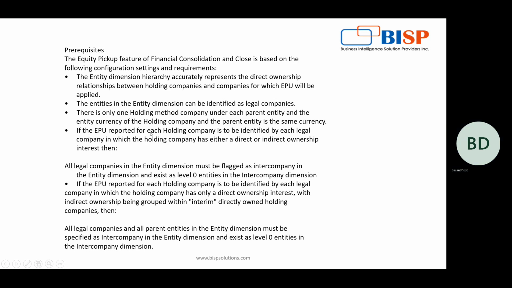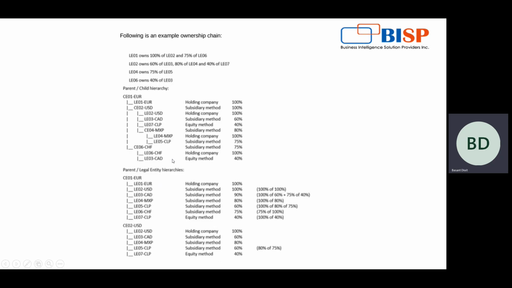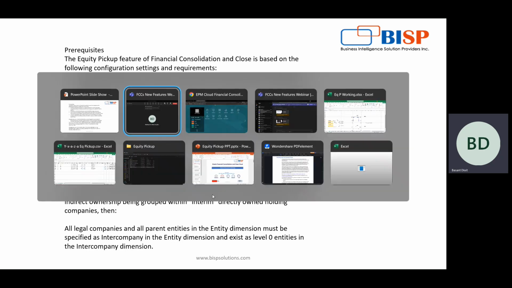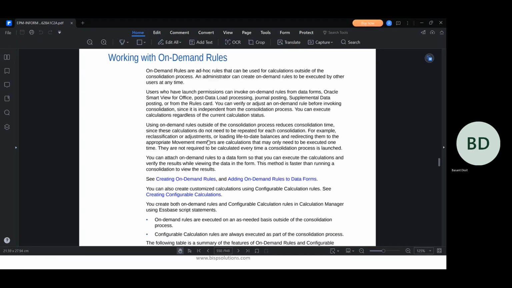And for the EPO, we have to follow this: all legal companies in the entity dimension must be flagged as intercompany in the entity dimension. These are all the legal companies, and all other companies should be zero-level descendants of the intercompany dimension. So we have to make all of the entities intercompany entities. Otherwise, we won't get correct results. Okay, so all this you can read here, and we also have a document. This is the Oracle docs.